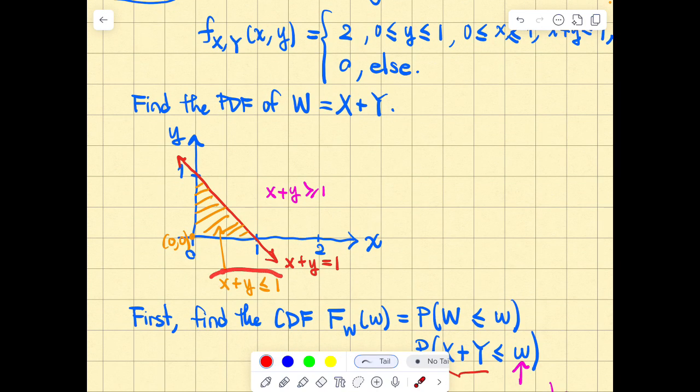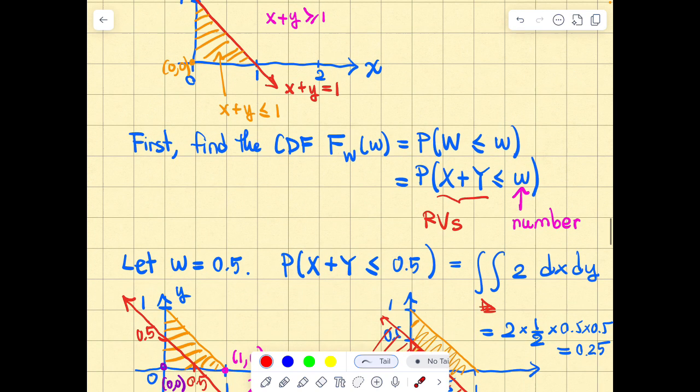You want x plus y less than or equal to 1. It's going to be on this side. How do I know? Well, I just take one point on this side, maybe 0, 0. If you add 0 plus 0, it's definitely less than 1. So we know that it's going to be on this side. Okay.